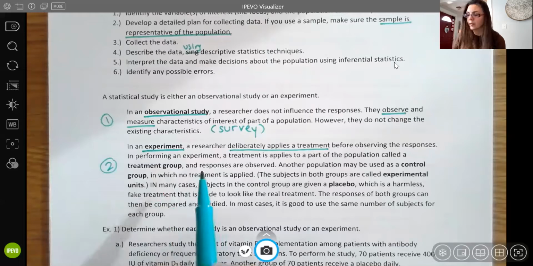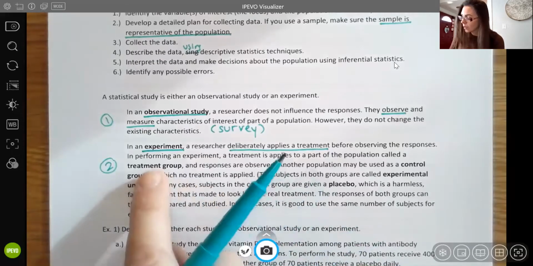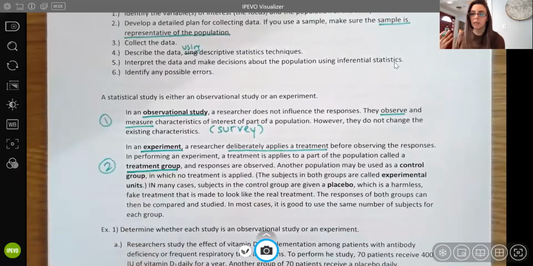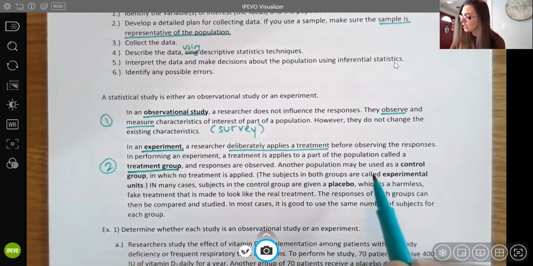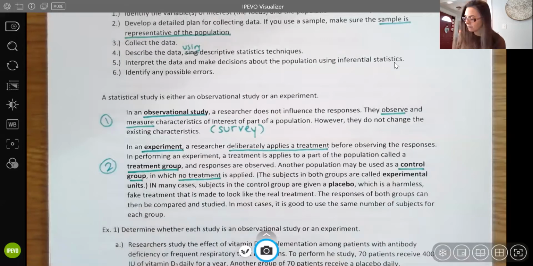So when we do that, we typically have two groups. So we'll have one group that does not get the treatment and another group that does get the treatment. And we're trying to see if there actually is a significant change within those two groups. So in performing an experiment, a treatment is applied to part of the population, and that group is called the treatment group. And then we observe their responses or their characteristics, whatever we're trying to test. And another population is typically called the control group, and they get no treatment.